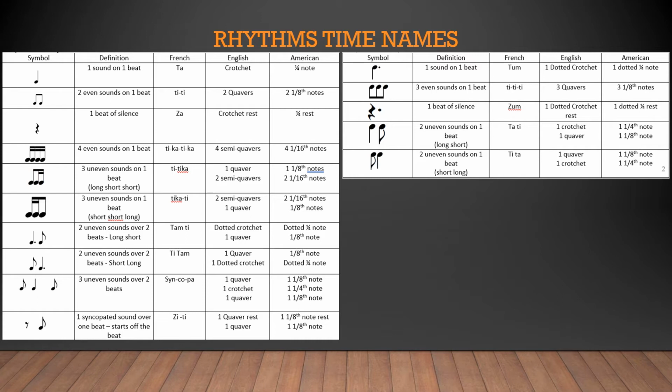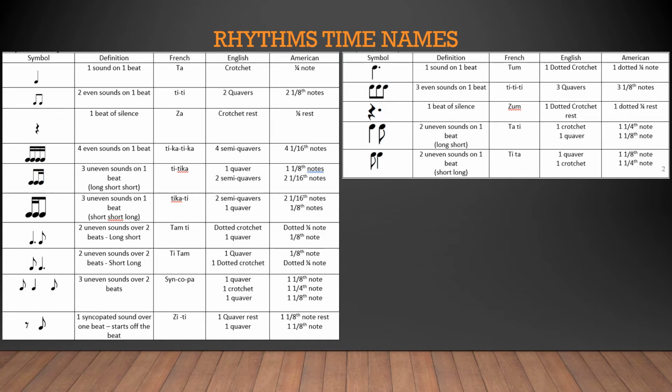And you can see there's just a definition here. This is exactly the scientific thing of 4 even sounds on one beat. Ticka, ticka, ta, ticka. It goes long, short, short. You can do this with each rhythm. 3 uneven sounds over 2 beats. It goes short, long, short. 1 syncopated sound starts off the beat. We've got some compound rhythms here. These are our common ones.